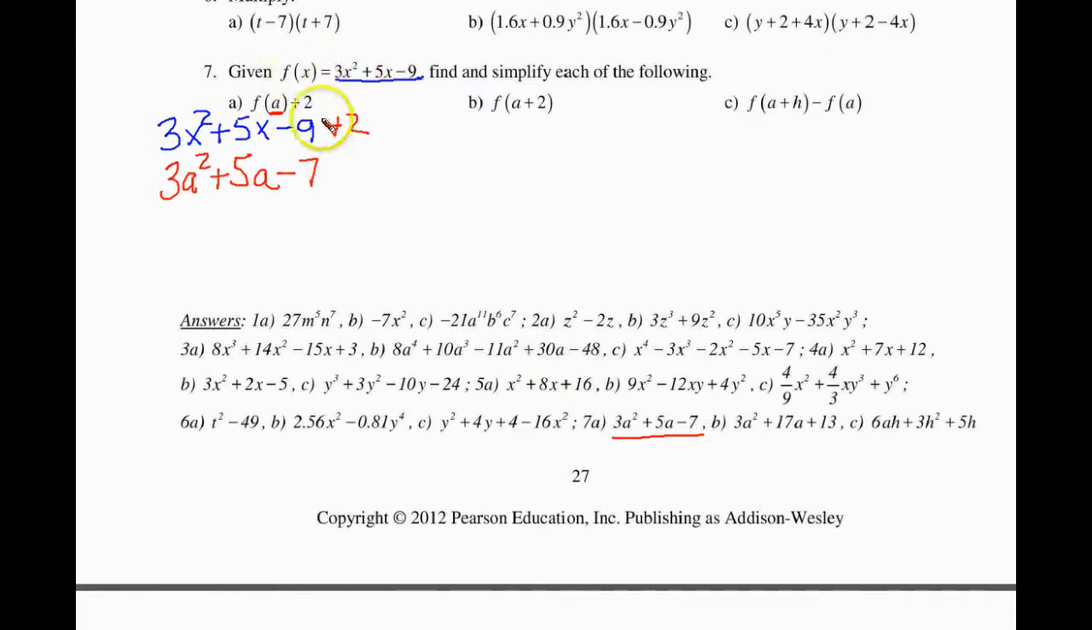Okay? So part of it's just understanding what they want you to do. This is the value of x, which is a. So you just replace the x with the a, and then they also want you to do this. Now in letter B, again, let me set this up. So all I'm doing, where the x is, they want you to substitute this, a plus 2. So where the x was up there, I'm putting in the a plus 2. And next to the 5, I'm putting in the a plus 2.